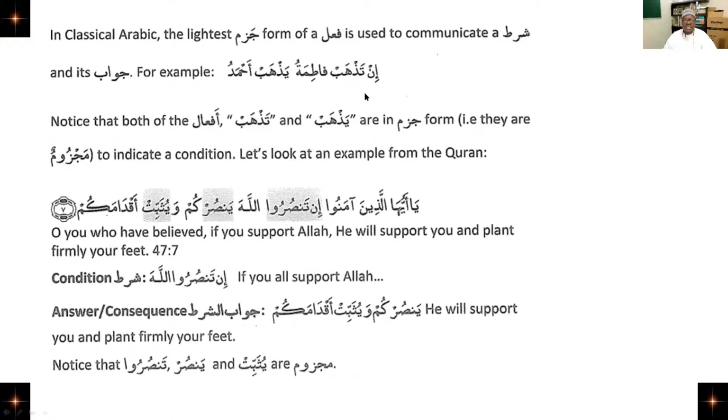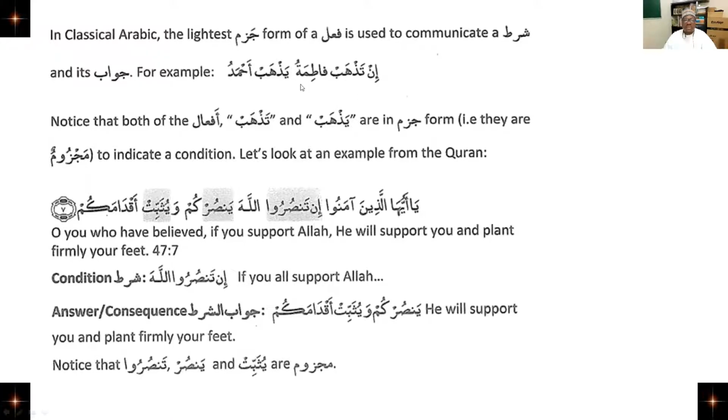Okay, these are the harfs that make fi'l mudara jazm. Now, one of them, not only does it cause the jazm, but it is also used for conditional statement, right? That is in. Okay, in. So if this happens, then this will also happen. In tazhab Fatima yazhab Ahmad. But you can see that we don't say yazhabu. Sorry, we don't say tazhabu or tadhhaba or yazhabu or yadhhaba. We say yadhhab. Why? Because this in is shartiya, and that is what it causes. It causes the fi'l mudara to be lightest. Okay.